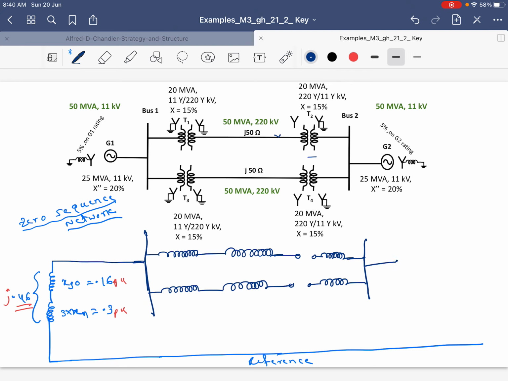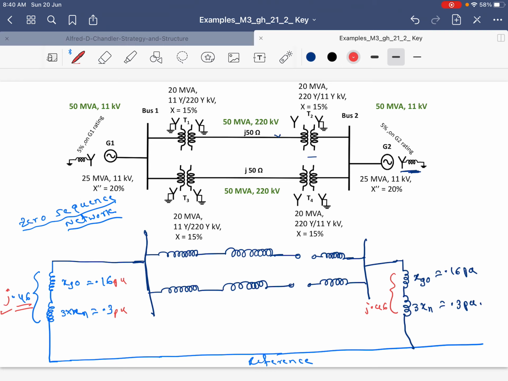Then comes generator 2. It is also grounded through an external Xn with its own X0 of 0.08. Therefore, once again, I am representing it with two reactances. One is Xg0, that is 0.16 per unit, and 3 times Xn, which gives 0.3 per unit. If we calculate the total value, we get 0.46 per unit. It is j0.46.